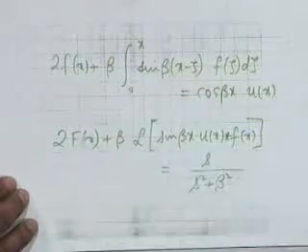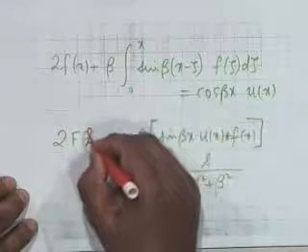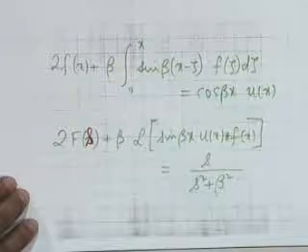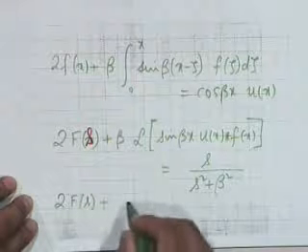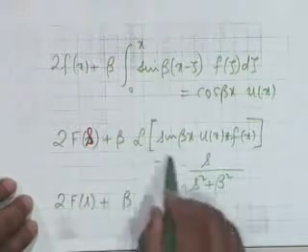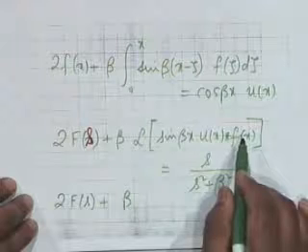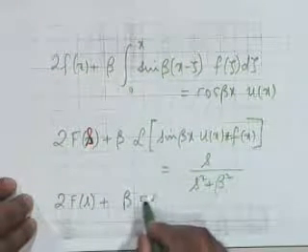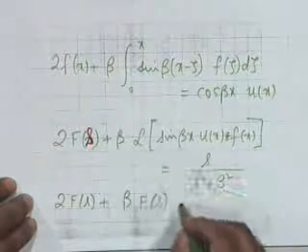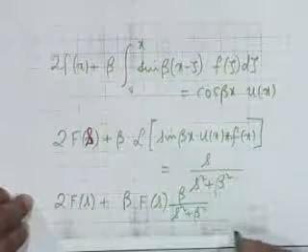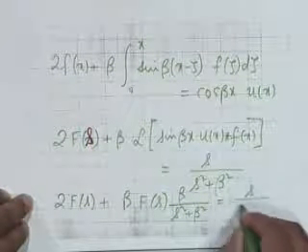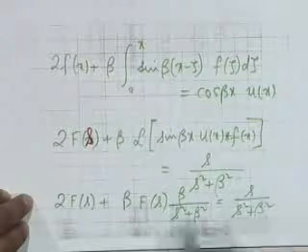This is, I made a mistake, this is f of s, and therefore what we get is 2f of s plus beta. Laplace of a convolution is the product of the two Laplace transforms, so beta f of s and beta divided by s squared plus beta squared equals s divided by s squared plus beta squared.